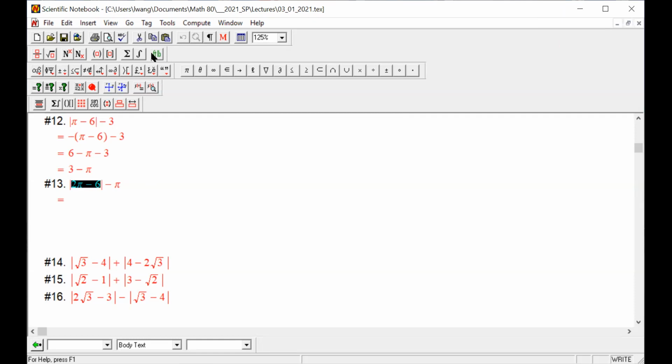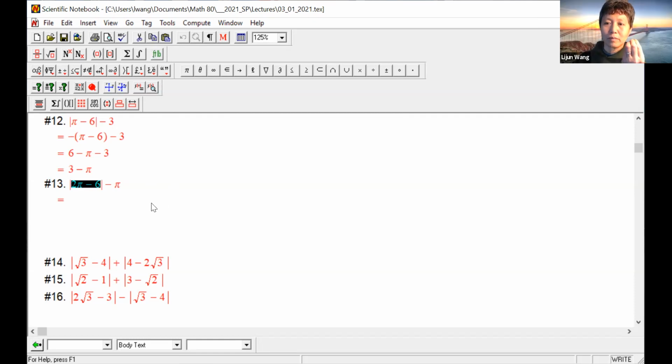2 pi minus 6. Pi is larger than 3. So 2 pi is larger than 6. So 2 pi minus 6 is positive. The absolute value of a positive number is the same as the number. And then you do the minus pi tagging along. And so in the end, you're going to get pi minus 6.